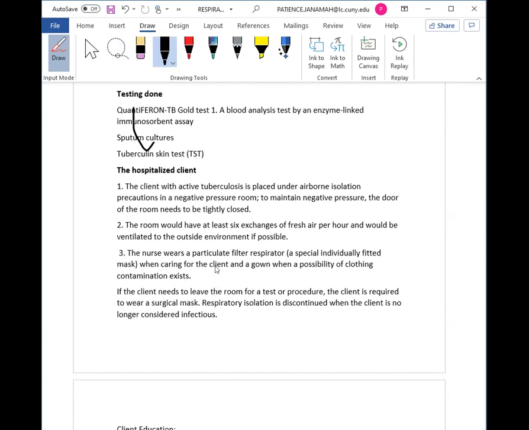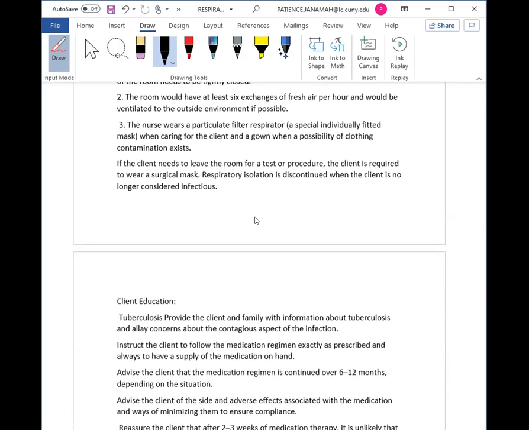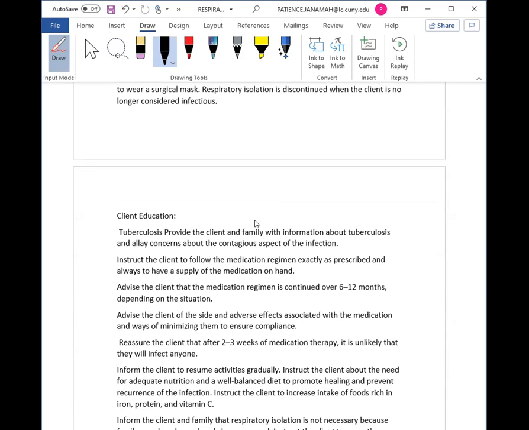Now the hospitalized clients should be placed under airborne precaution, in negative pressure rooms. So tuberculosis patients need negative pressure air rooms. The door of the room needs to be closed tightly. Back home in some areas, they have a particular hospital for them. They separate them in their care. They call that site isolation. And when they discharge you from there, they don't send you home. They have a program, they keep all these patients.